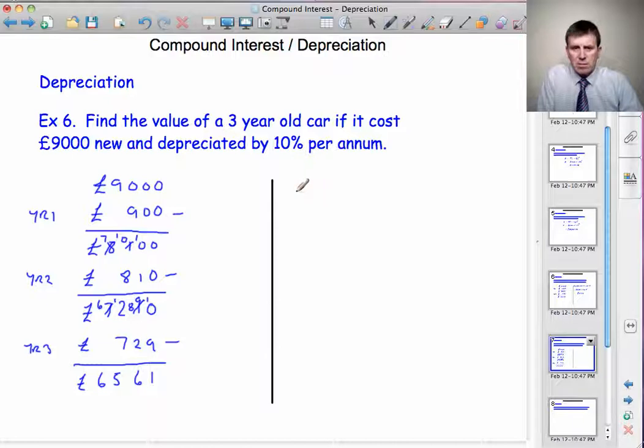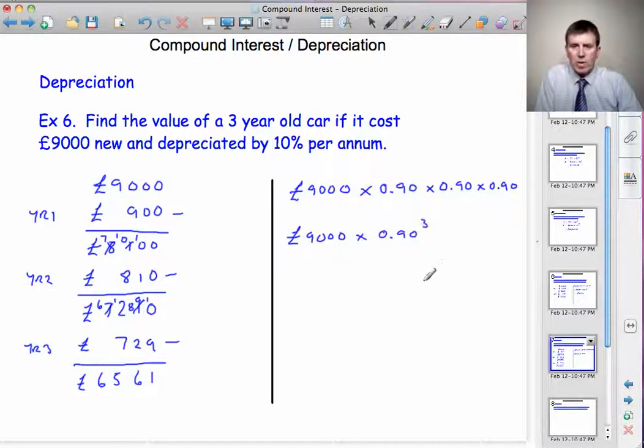With a calculator, we'll be taking our £9,000, and if we wish to take off 10% at the end of the first year, we'd multiply by 0.90. In other words, we'd find 90%. But we'd have to do the same at the end of the second year, and we'd have to do the same at the end of the third year. So what we get is £9,000 multiplied by 0.90 to the power 3, if it's for 3 years.